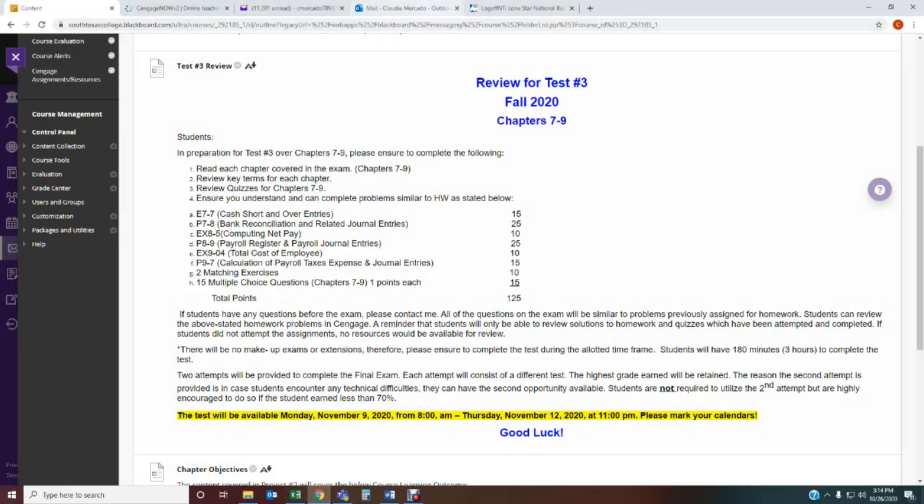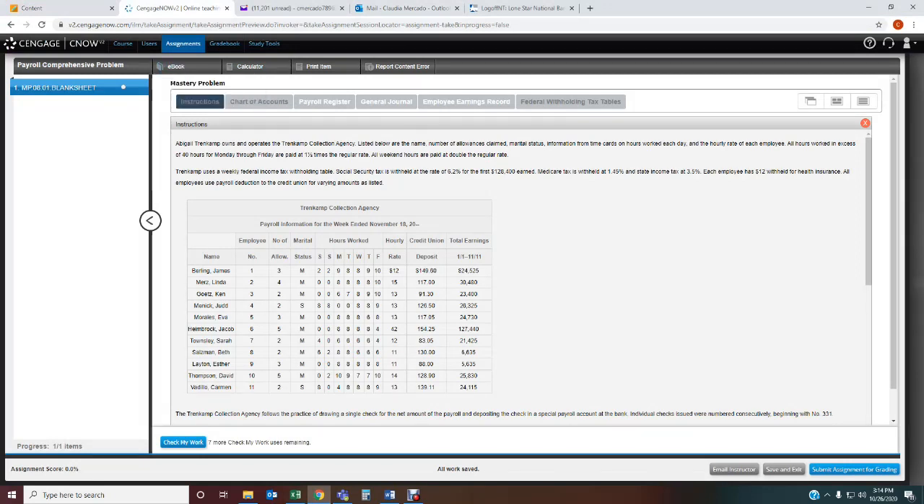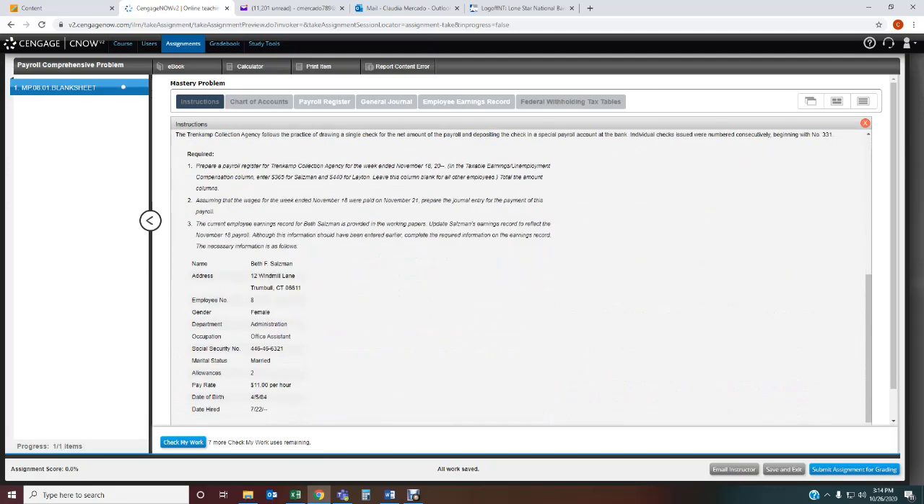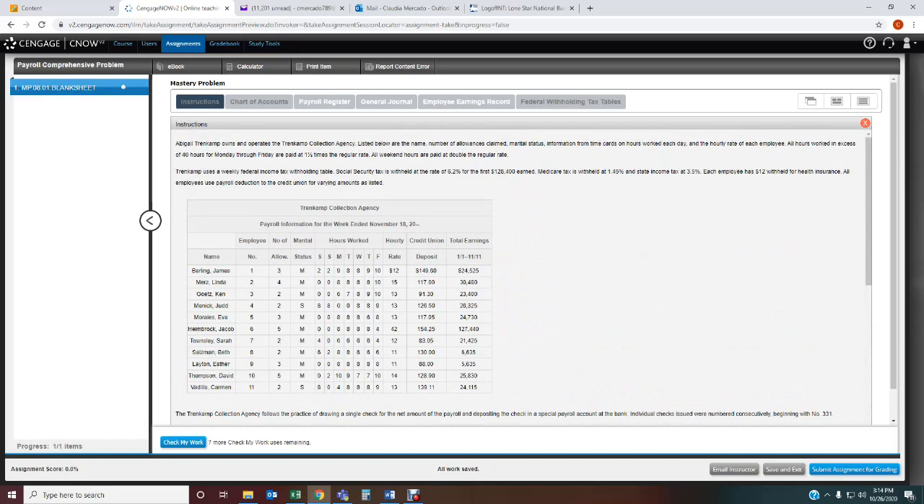So let me go into Cengage. If you go to Cengage, this is how your payroll comprehensive problem is going to look. You're going to be given a list of employees and all of their pay information, the number of hours that they work, their marital status, the number of dependents, all of this good stuff. Okay, so you're going to read all of the information. Everything that you need is included.